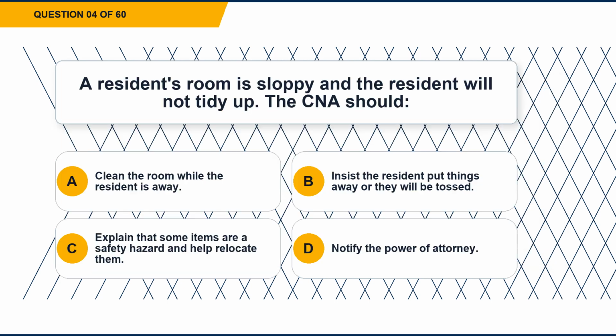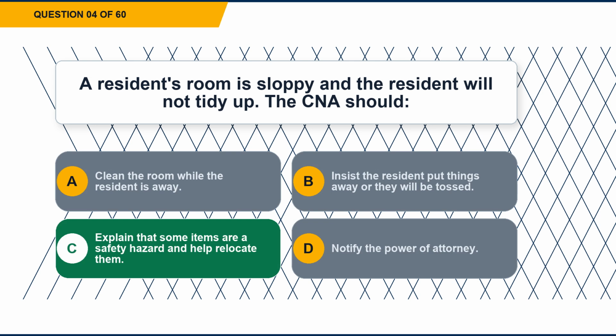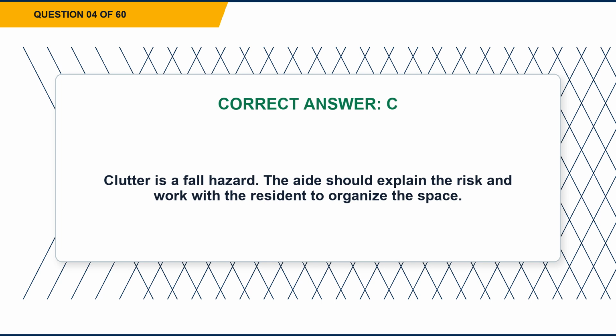Question 4. A resident's room is sloppy and the resident will not tidy up. The CNA should. Option A. Clean the room while the resident is away. Option B. Insist the resident put things away or they will be tossed. Option C. Explain that some items are a safety hazard and help relocate them. Option D. Notify the power of attorney. The correct answer is option C. Explain that some items are a safety hazard and help relocate them. Explanation. Clutter is a fall hazard. The aide should explain the risk and work with the resident to organize the space.